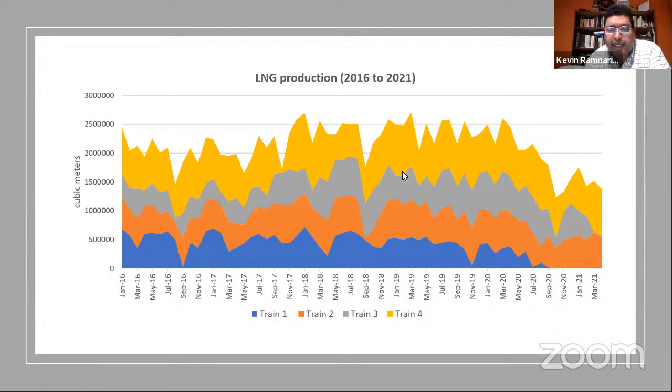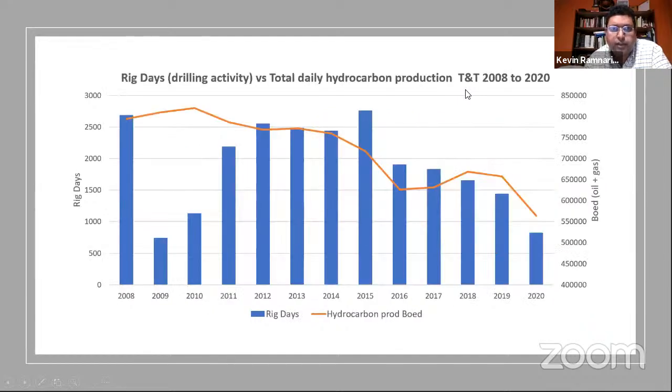This is showing LNG production, and the blue wedge at the bottom is Train 1 production. And Train 1 has been very much in the news, and you could see Train 1's production coming to an end somewhere around September 2020, and it has not restarted since. And it looks very unlikely that Train 1 will restart anytime soon. And generally, you could see LNG production in decline, and that's because gas production is in decline.